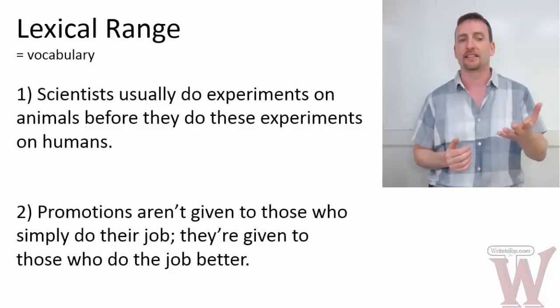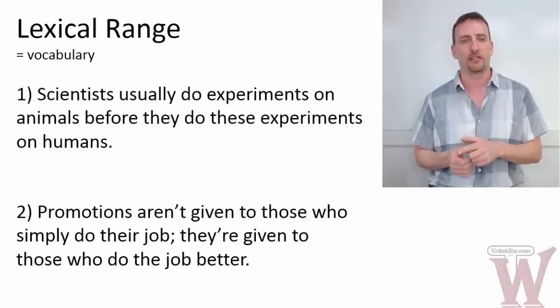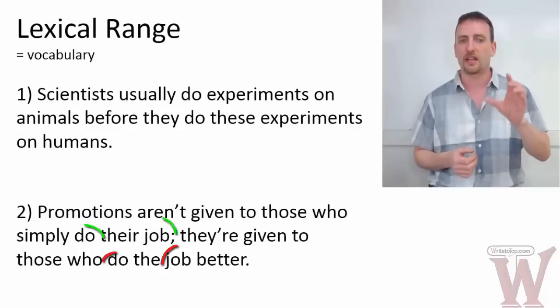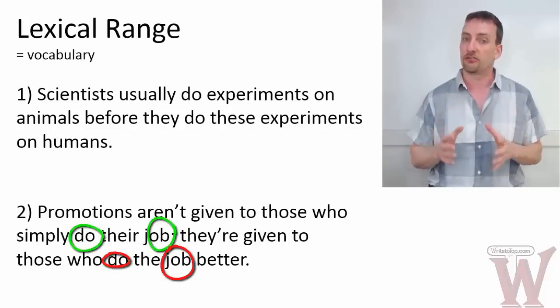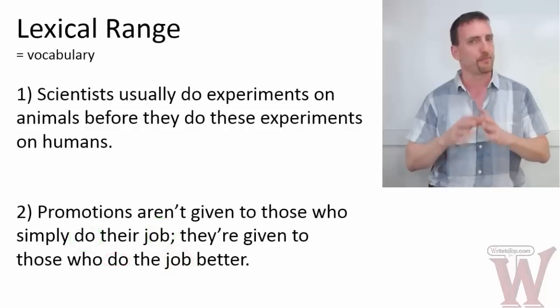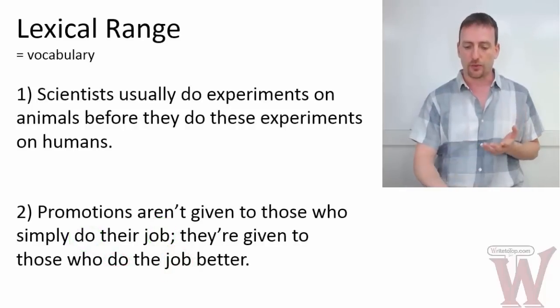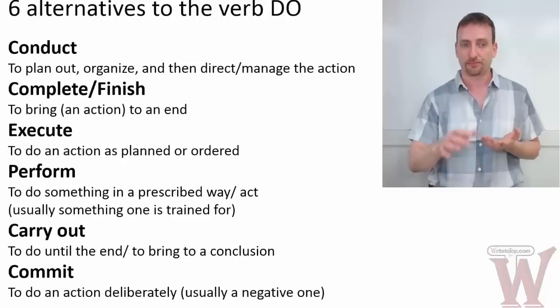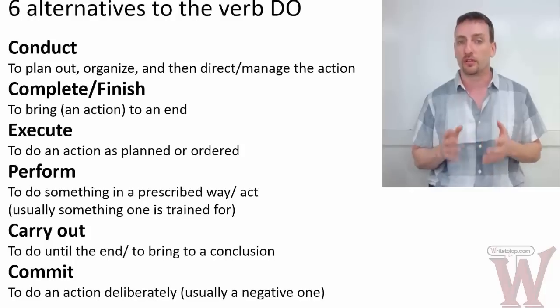Look at the second sentence. Promotions aren't given to those who simply do their job. They're given to those who do the job better. Again, do twice, job twice. These are not good sentences. They're correct. The message is delivered. In terms of quality writing, these are bad sentences. So what we're going to do, we're going to look at options. I'm going to give you 6 alternatives to the verb do.